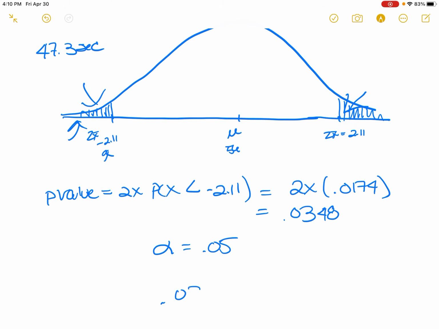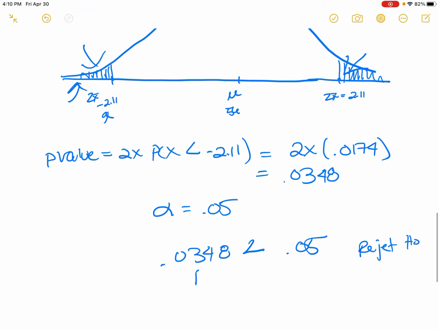And in this particular case, 0.0348 is less than 0.05. So in this particular situation, we know that we are going to do what? We are going to reject H naught because the p-value is less than alpha. All right.